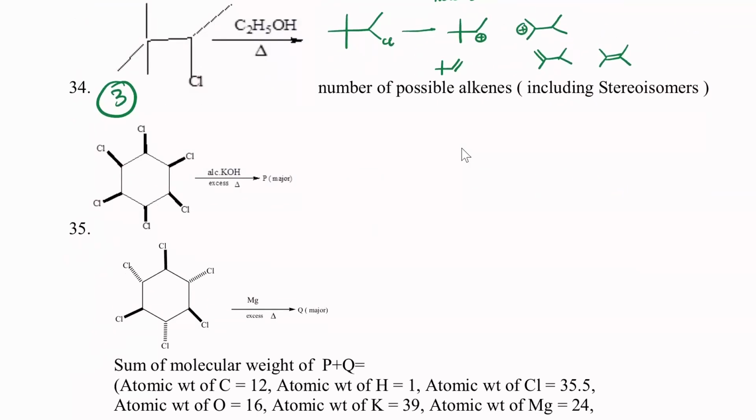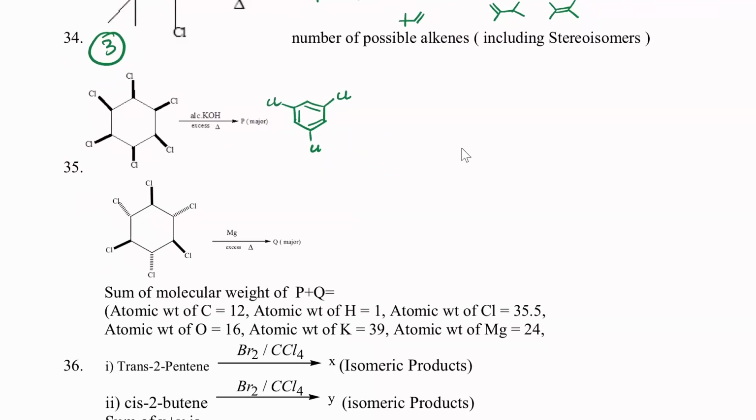Next. Alcoholic KOH, what is the pure form here in 35? All chlorines are up here, so one chlorine up and hydrogen down here, so I can use that. As you use it, we will get a double bond here, one chlorine will be left. Double bond here, one chlorine will be left. Double bond here, one chlorine will be left. So that is the major product. So add the total. Total is coming out to be 259.5, so that is the molar mass.